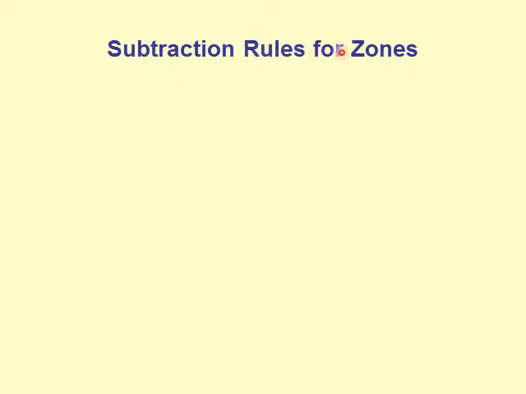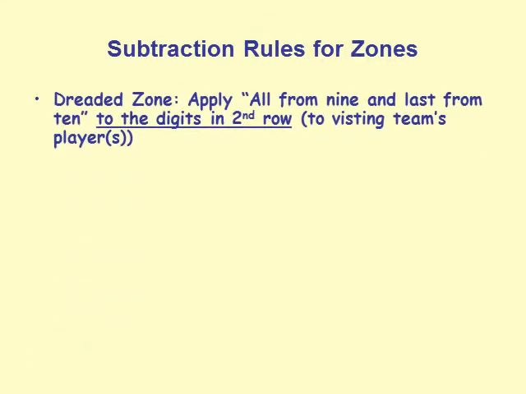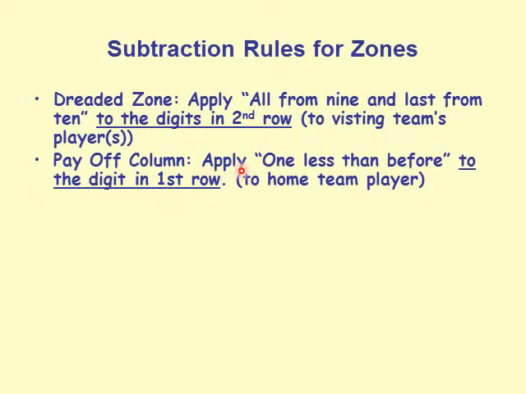Now we will look through the rules of subtraction for these zones. In the dreaded zone, apply all from 9 and last from 10 to the digits in the second row, which is the visiting team players. So it's a dreaded zone where the subtraction rule is apply all from 9 and last from 10 to the digits in the second row, which are the visiting team players. In the payoff column, apply 1 less than before to the digit in the first row. That's our home team player. So for the home team player in the payoff column, we apply 1 less than before.